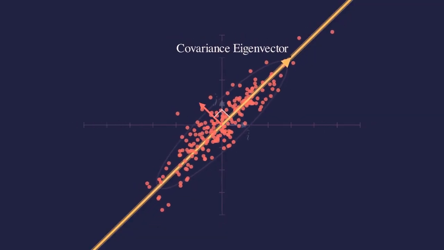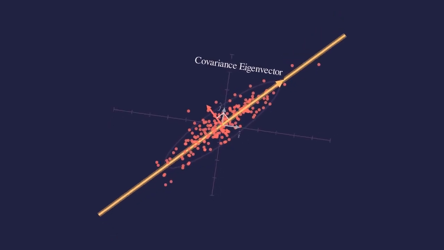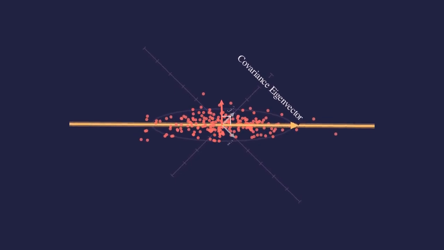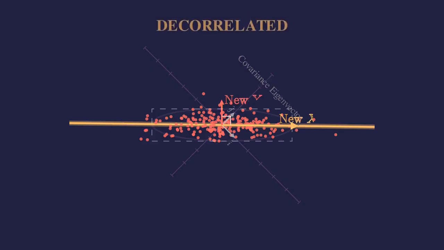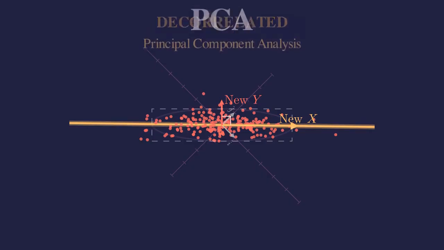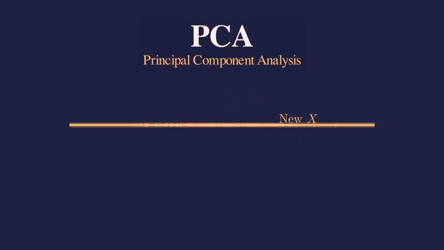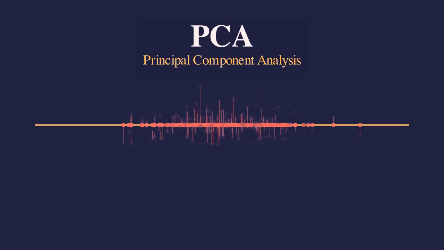Here's the magic trick. We can use these vectors to change basis. We rotate our entire perspective so that the eigenvectors become the new x and y axes. Look at that. The data is now perfectly aligned, the correlation is gone, we have decorrelated the data. This is principal component analysis, or PCA. If we want to compress the data, we can simply delete the small red axis. We reduced the dimensions from 2D to 1D, but we kept almost all the important information.